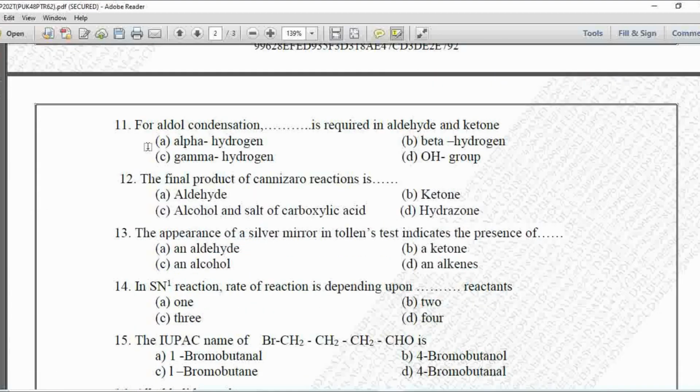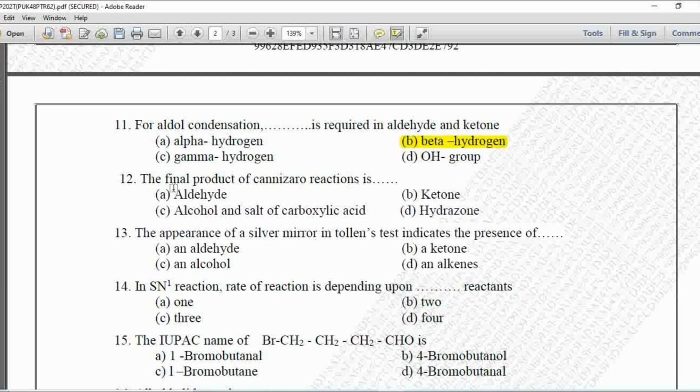Next MCQ 11: for aldol condensation, dash dash is required in aldehyde and ketone. Option A is alpha hydrogen, B is beta hydrogen, C is gamma hydrogen, and D is OH group, that is hydroxyl group. So for aldol condensation, beta hydrogen is required in aldehyde and ketone. So the correct option is B, beta hydrogen.